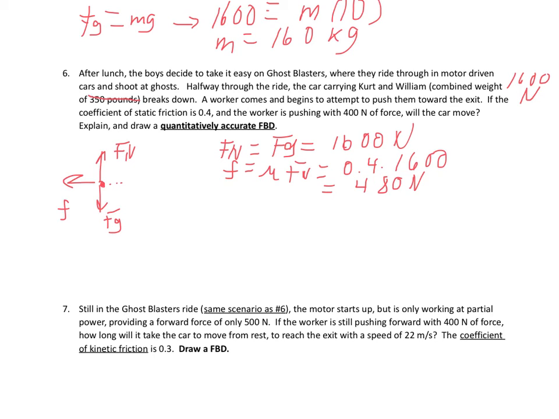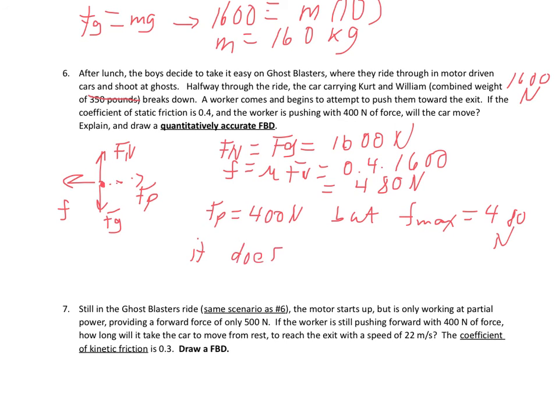And so now what we're saying is the pushing force is 400 newtons, but the maximum friction possible is 480 newtons. So in this particular case, we're going to push with 400 newtons, and that means friction's going to wipe it out at 400, so it doesn't move because the maximum friction is bigger. I've got to push with at least 480 to get it to move, because the push force is less than friction max. All right.